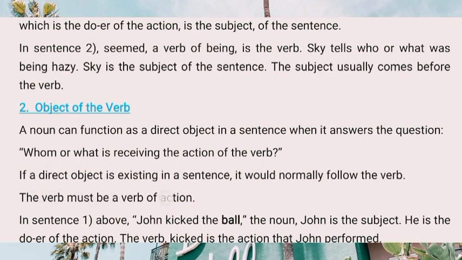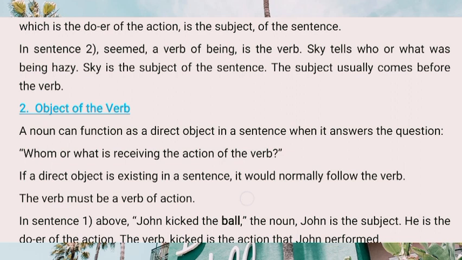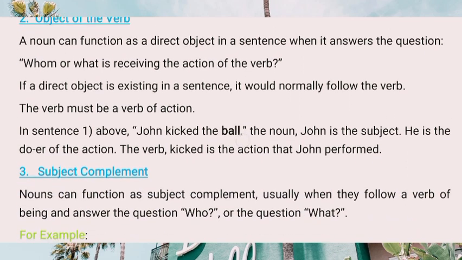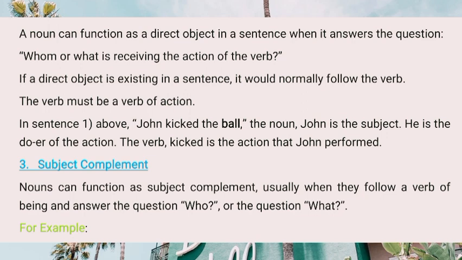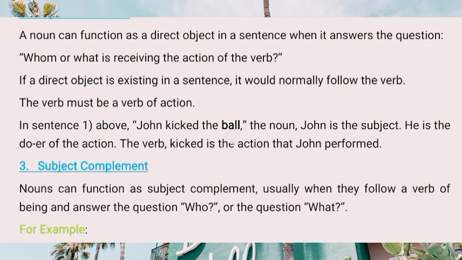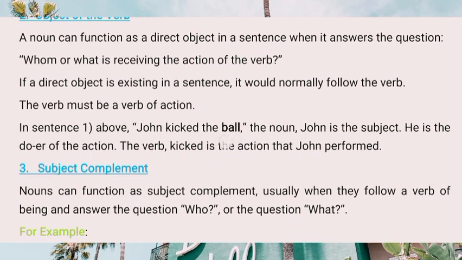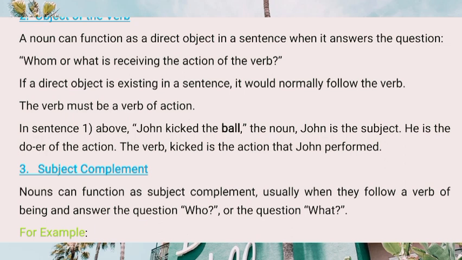If a direct object exists in a sentence, it would normally follow the verb. It comes after the verb, in other words. In sentence one above, I've told you earlier that John kicked the ball. That's why I've highlighted the ball to indicate that it is the object. Why? Because the action, which is kick, has been carried out against the ball by John, who is the subject of this sentence.